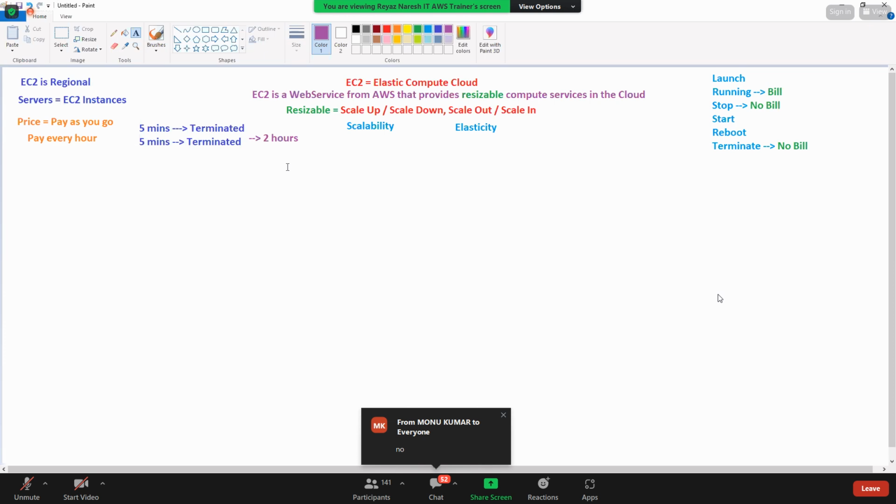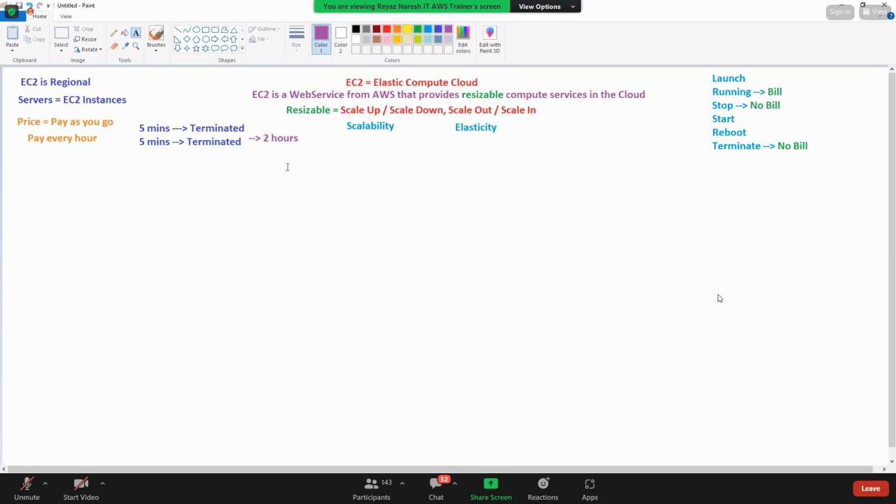Similarly here, it doesn't matter if you are using it for 5 minutes, 10 minutes, 15 minutes, 30 minutes, 50 minutes, or 59 minutes, you need to pay for 1 hour. The 1 hour billing is mandatory, a minimum. So now we have launched an EC2 instance and used it for 5 minutes, and you terminated it. How much will it be charged? For 1 hour. Again, you launch one more EC2 instance and terminate it. Again, it will charge 1 hour. So total how many hours? 2 hours.